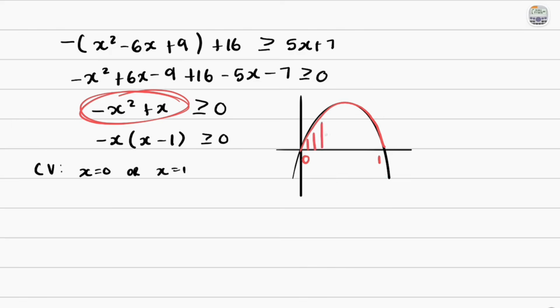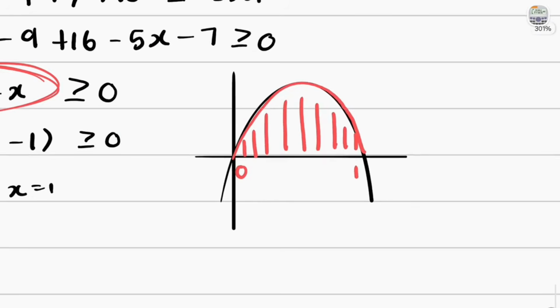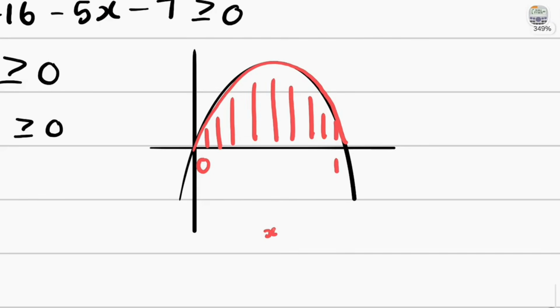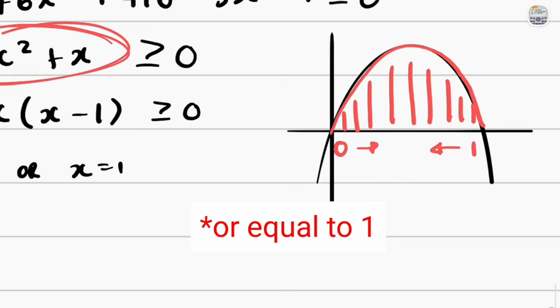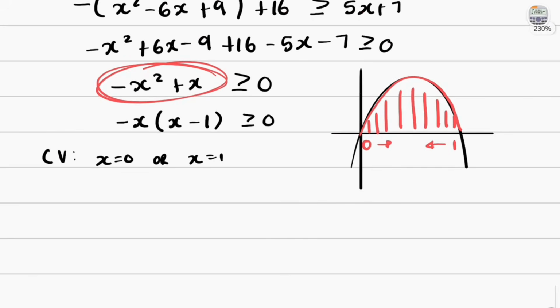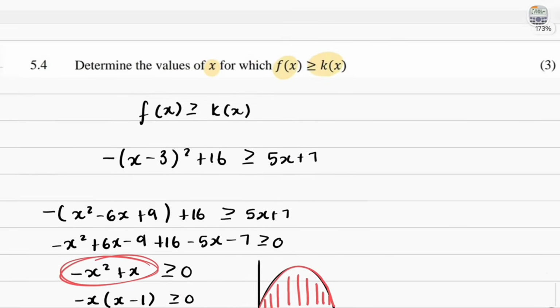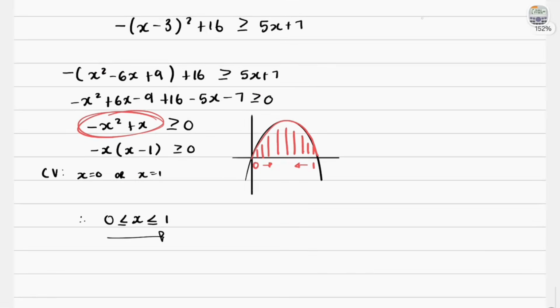And if you map these down to the x-axis, you see where these values are. These are values that, remember, need to be greater than or equal to 0. So these are values that are greater than or equal to 0, but less than 1. So our answer here is simply x is greater than or equal to 0, but less than or equal to 1. And that is our answer. And moving on to the next question.